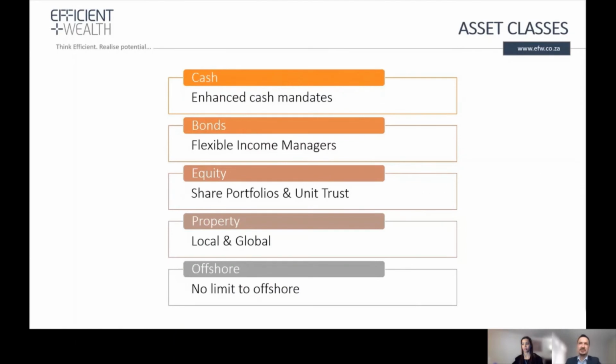Within the different asset classes, we can offer enhanced cash mandates for the cash component. We prefer to use flexible income managers to get exposure to SA bonds. Within equity, we can use both share portfolios and unit trust funds. On property, we can include both local and global. And when it comes to offshore exposure, there's a low limit within a living annuity. We can invest more than 30% in offshore assets if it meets the needs of our client.